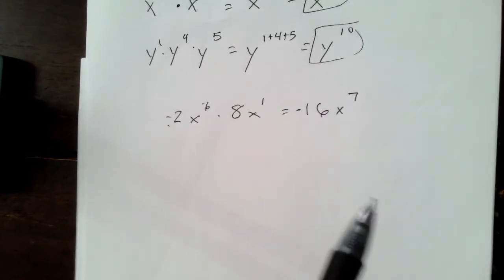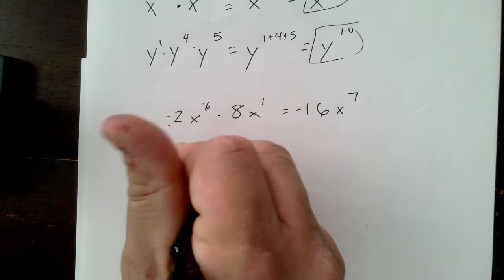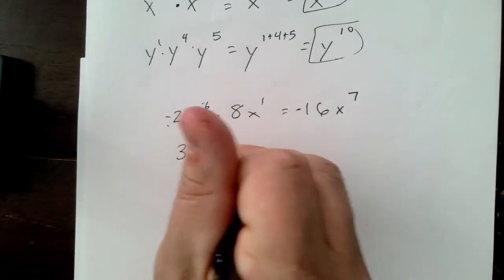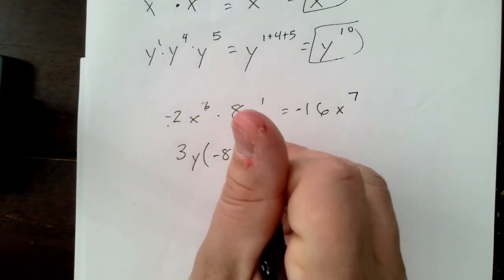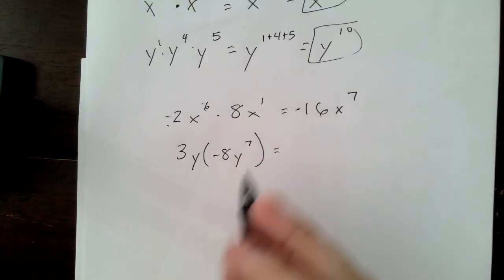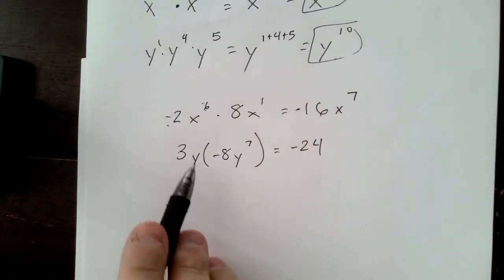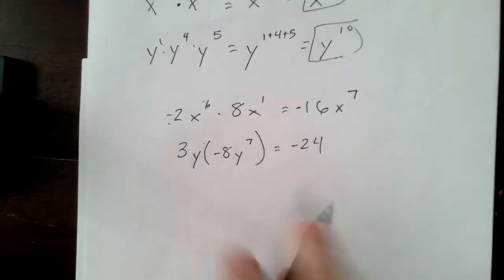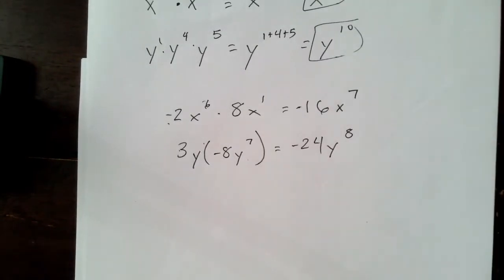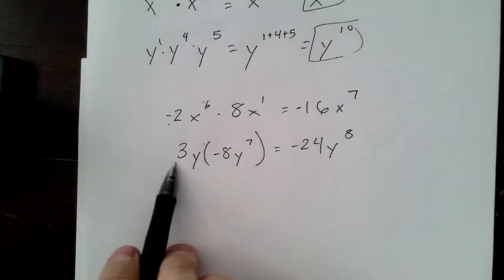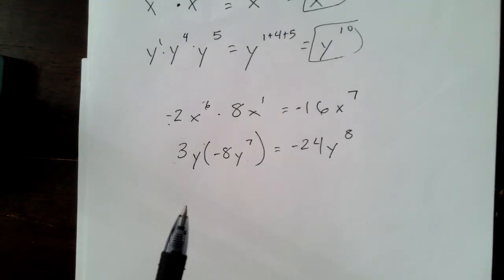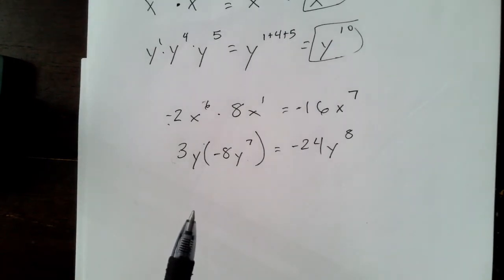So another one here. And remember, you can pause this video at any time if you want and copy down and slow it down. 3y times 8y to the 7th. Once again, 3 times 8 is 24. Y to the 1st times y to the 7th gives us y to the 8th, and there's your solution. So the biggest thing you have to know is that if there's numbers in front, you have to multiply them, and then we add the exponents with the same bases.